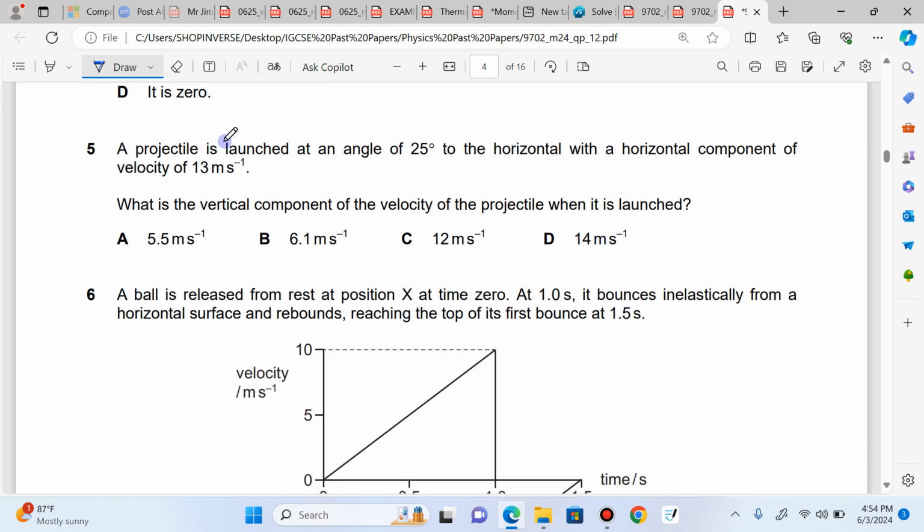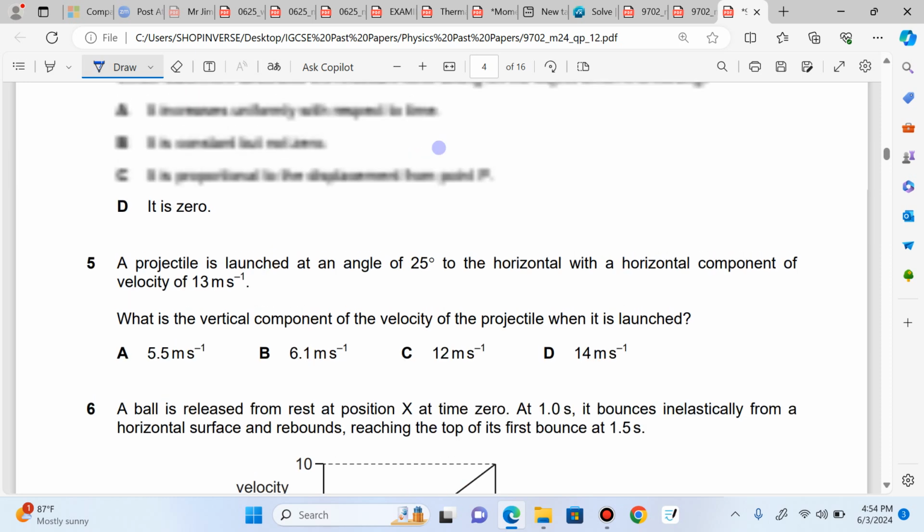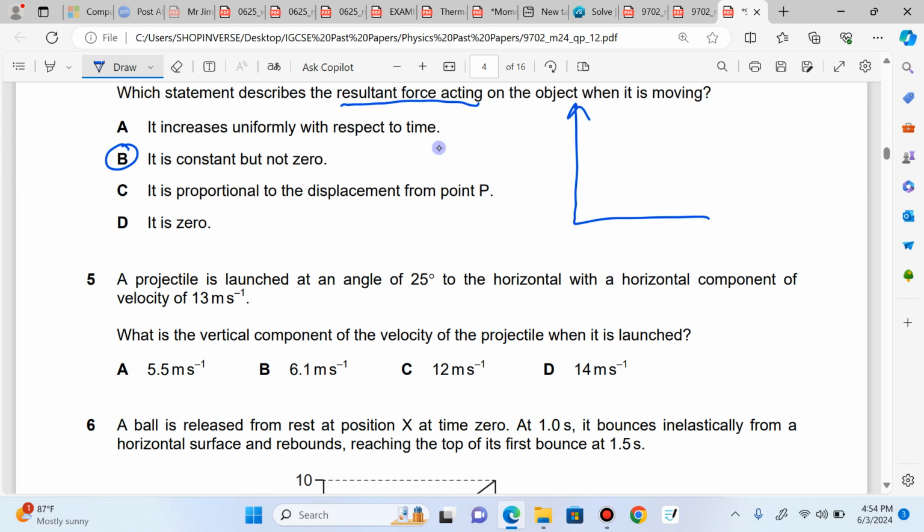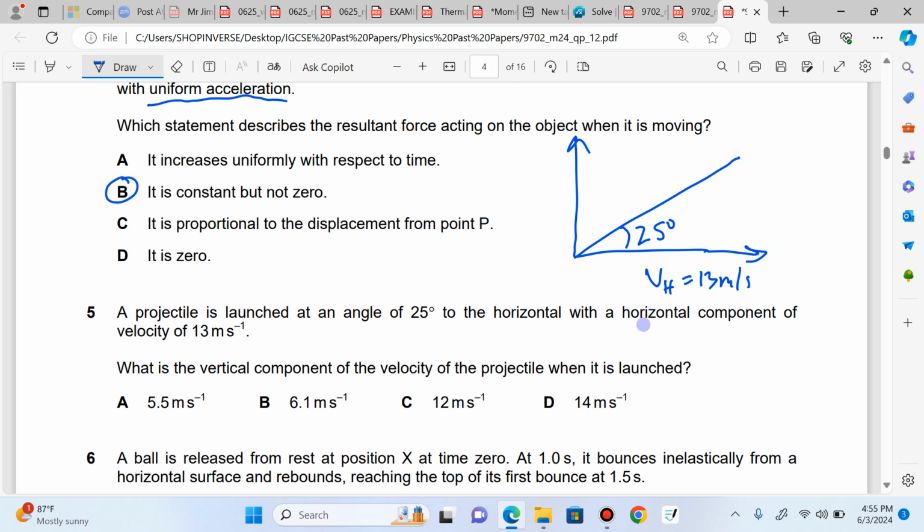Question number 5. A projectile is launched at an angle of 25 degrees to the horizontal. Okay, so let's just provide a visual representation of that. We have a projectile that is launched at an angle of 25 degrees to the horizontal, with a horizontal component of velocity of 13 meters per second. So I'll provide the horizontal component as being equal to 13 meters per second. What is the vertical component of the velocity of the projectile when it is launched? So the vertical component of the velocity is unknown.